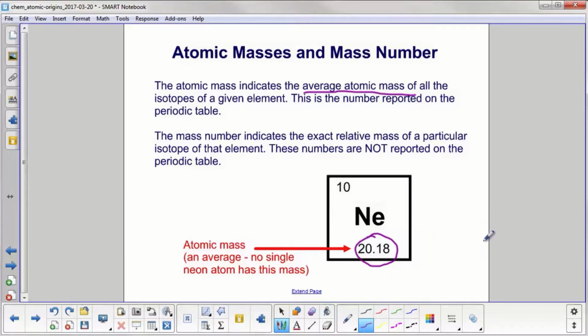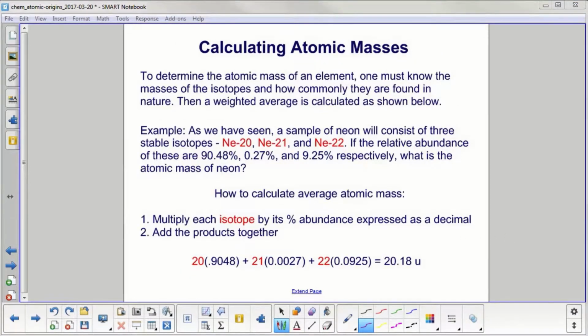The mass number indicates the exact relative mass of a particular isotope, so just one isotope. That is not reported here. This does not reflect 1 or 2 or 3 isotopes. It's the average of all of them. No single neon atom has this mass. To determine the atomic mass of an element, you need to know the masses of each isotope and how commonly they are found in nature. And then we're going to calculate a weighted average.